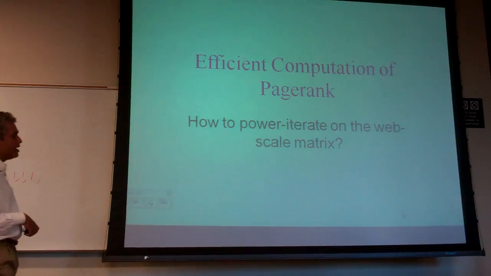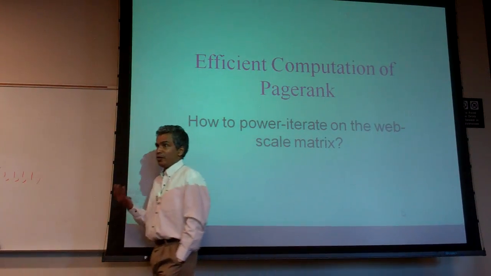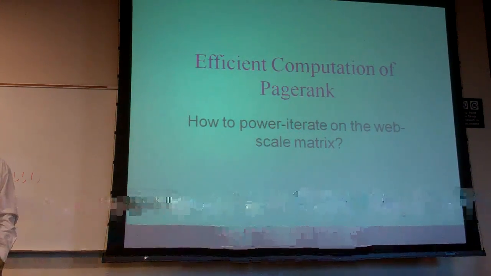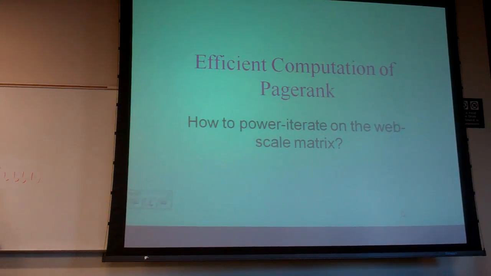So the question could be, how would you power iterate on a web scale matrix? Computation of PageRank is nothing but power iteration on the matrix. Okay, except this matrix is not a 5 by 5 matrix, not a 10 by 10 matrix. It's an 8 billion by 8 billion, or maybe even larger matrix. How exactly do you do power iteration on that?